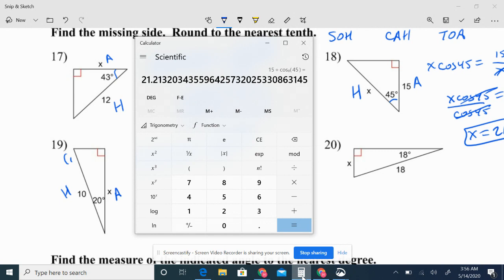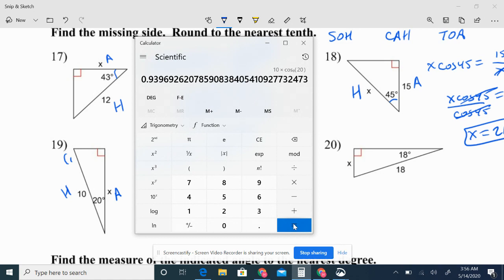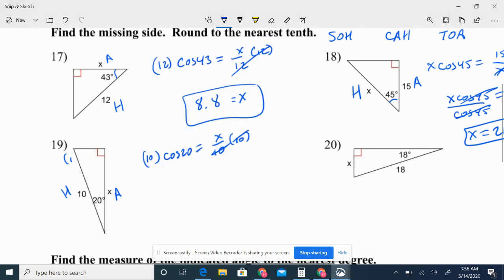So I'm going to go 10 times, press 20 first, and then cosine, then press equals. So this is 9.39. I'm going to round it to one decimal place. I'm going to call that 9.4. So x is equal to 9.4. When you type it in, you don't have to type in x equals, just the number, 9.4.